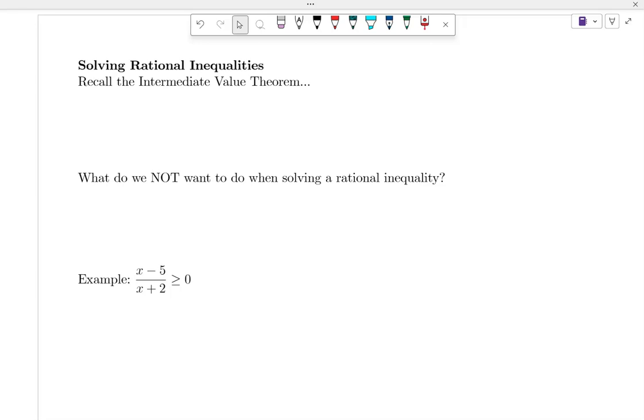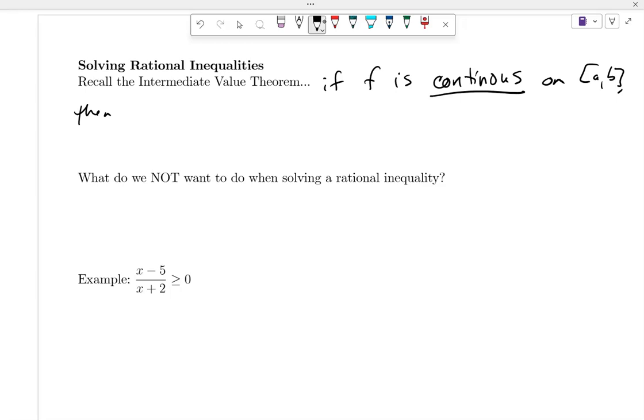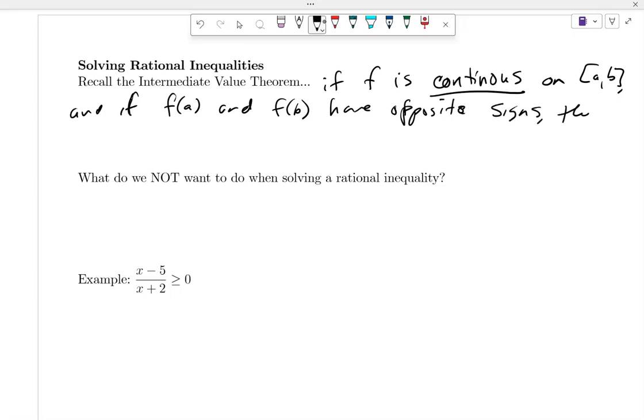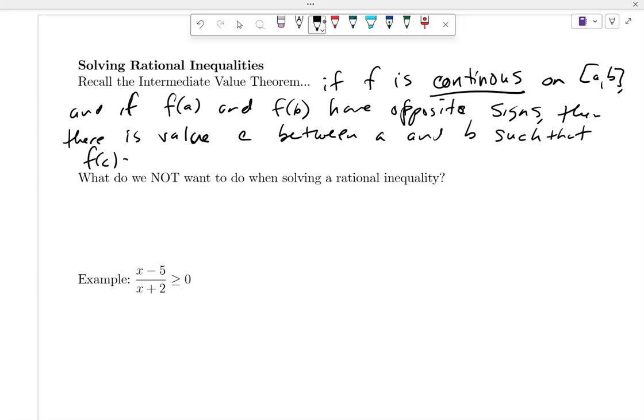Okay? All right. So remember our intermediate value theorem. The important part for our intermediate value theorem is that if f is continuous on the interval from a to b, and if f of a and f of b have opposite signs, then there's a value c between a and b, such that f of c is equal to 0. Okay.